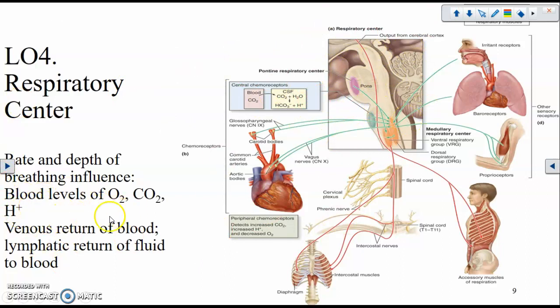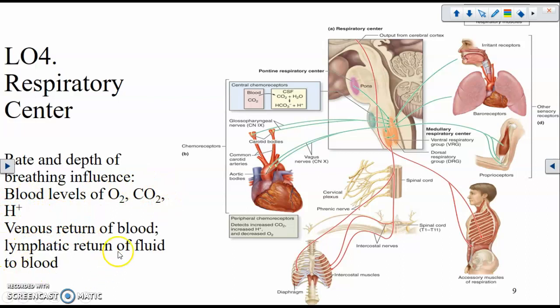Now, there are other things here. Blood levels of O2 actually do not play an important role. Once the blood levels of O2 play an important role in your respiratory rate, you're basically almost dead. But the carbon dioxide and the hydrogen levels are related. Again, too much carbon dioxide means too many hydrogen ions.